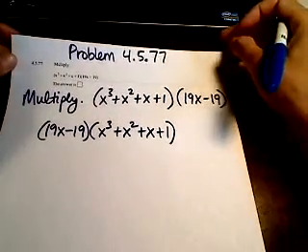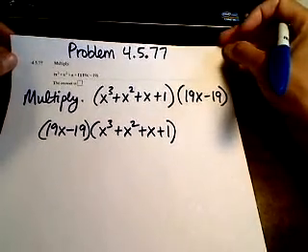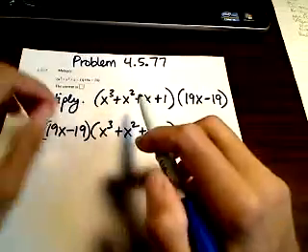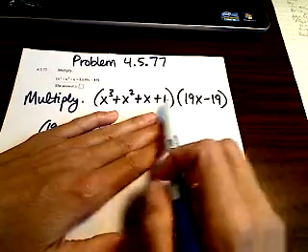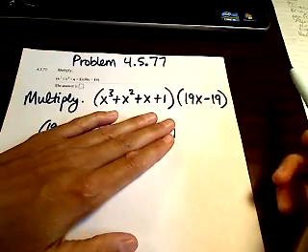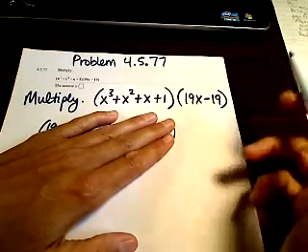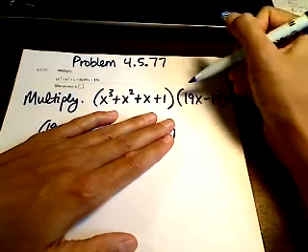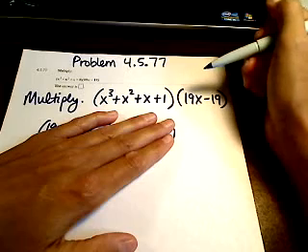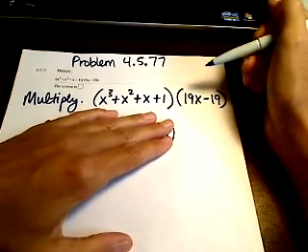Okay, so this was a problem asked over email, problem 4.5.77, and the directions ask us to multiply. I'm going to cover this up for a second. They ask us to multiply this, okay? And I think in the email question, the person said they were getting confused by the box method.